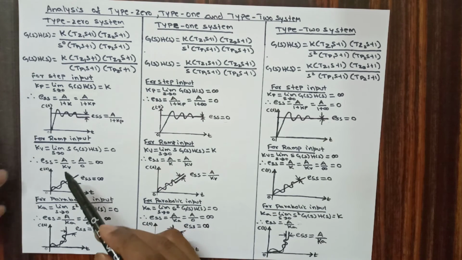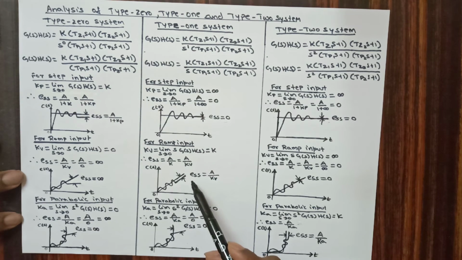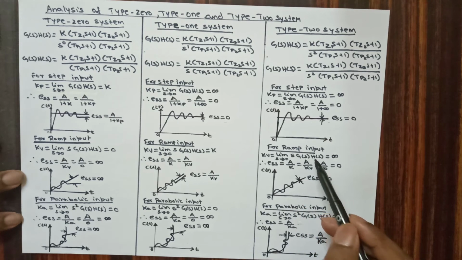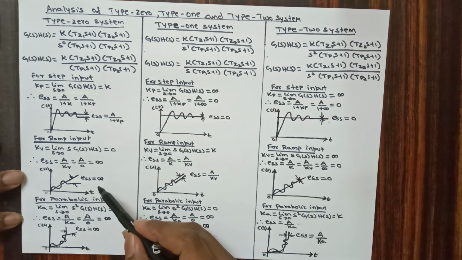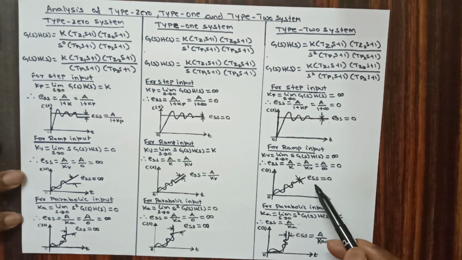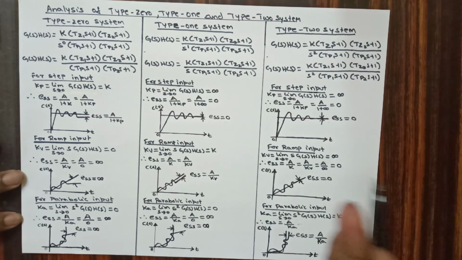The same way you can observe for the ramp input. For a type 0 system, we are getting infinite error, and as the type of the system increases, for ramp input we get finite error, and in the third case you can see that we get 0 error. First, for ramp input type 0, infinite error. Type 1 system, for ramp input finite error. Type 2 system, for ramp input 0 error. So you can observe here that the error decreases as the type of the system increases.